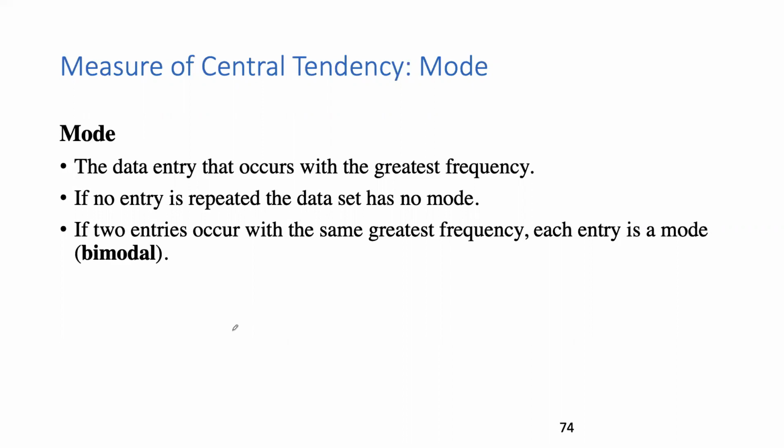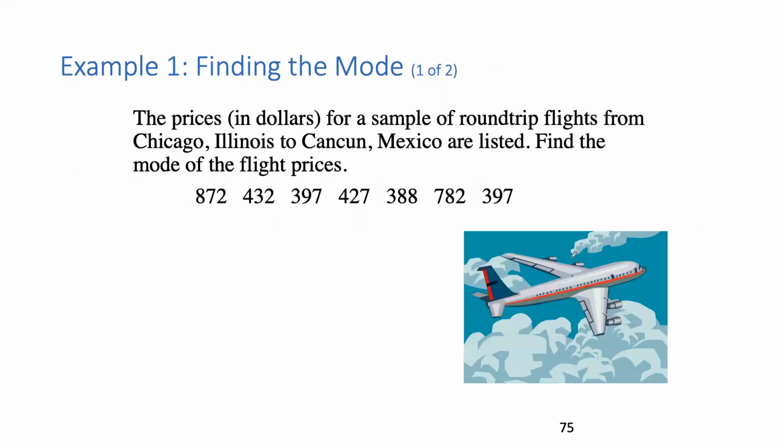If there is more than one entry repeated the same number of times with the same greatest frequency, then each entry is a mode. So then you have what we call a bimodal data set, and you might have a trimodal data set, and so on and so forth. If there are many entries with the same highest frequency, then they all act as modes in the data set.